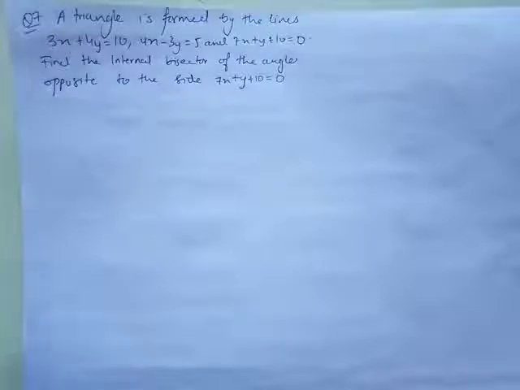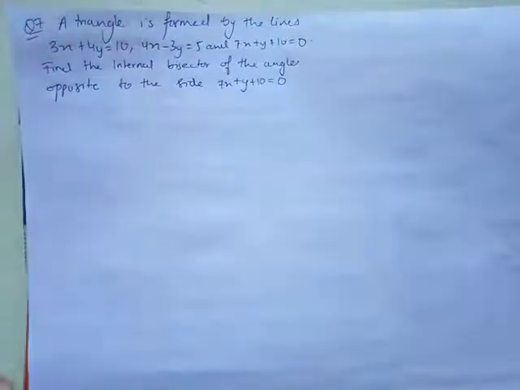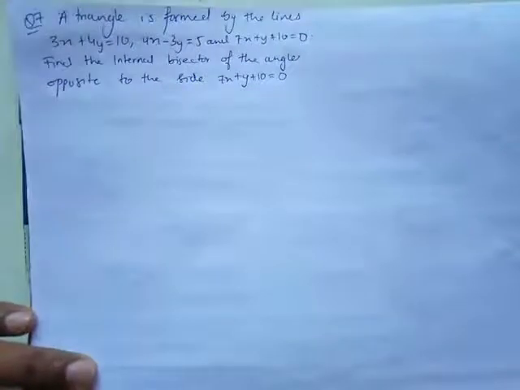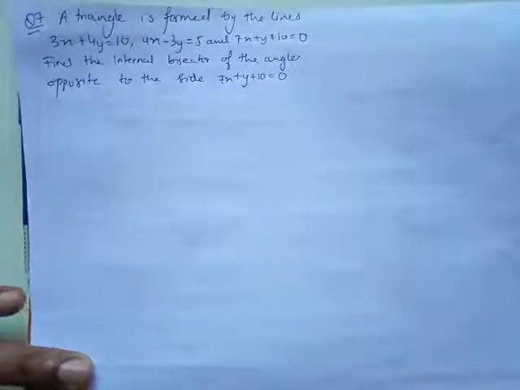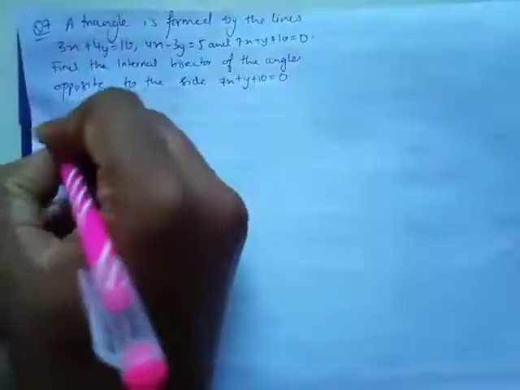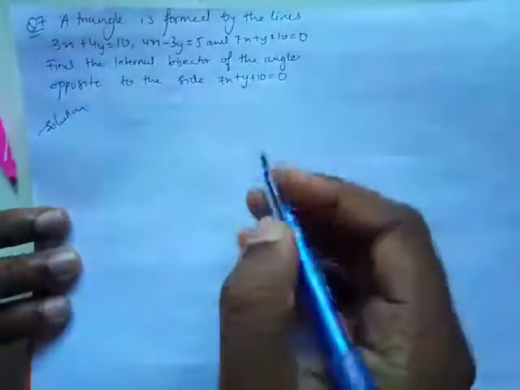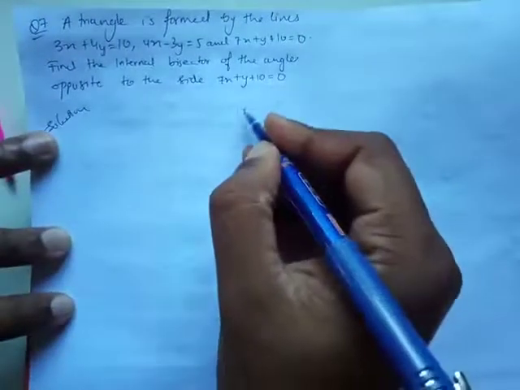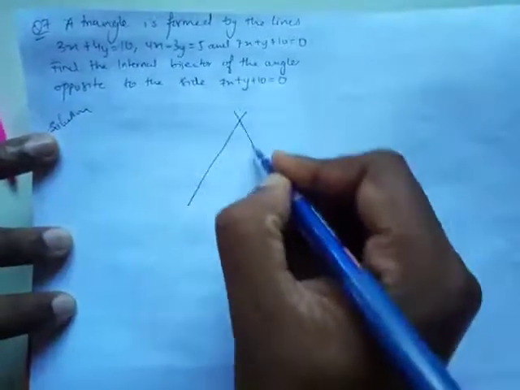Please do watch this. After you have done watching this, please do question number 7. If you have done question number 7, then all the questions given above in the exercise are going to be easy. So I'll start solving this for you, but first of all I'll have to make a figure of it. So the triangle is formed something like that.